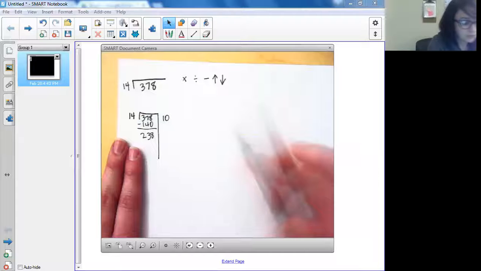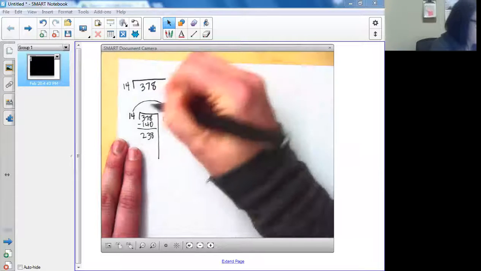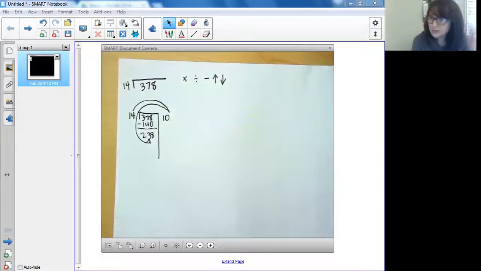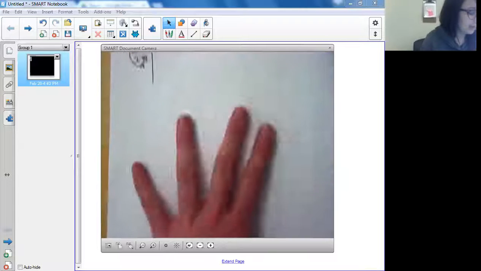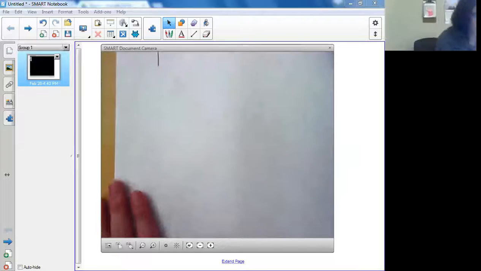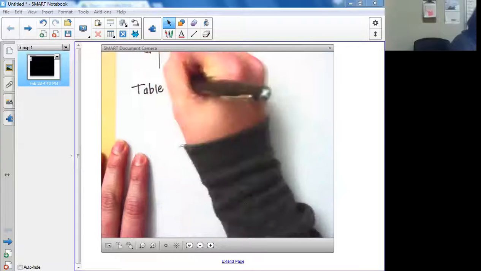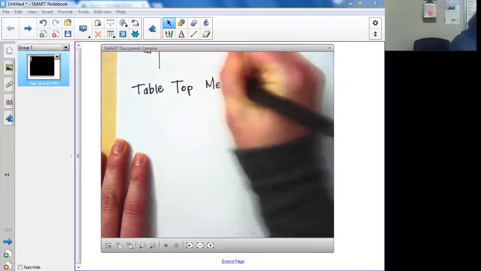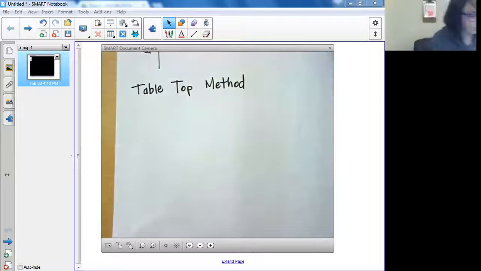But then, yet again, we're using multiple different operations, and we're bouncing from left to right and back again and underneath and back around. So kids were getting confused. So then I came up with an idea that I call the tabletop method. The only reason I call it the tabletop method is because my students came up with the name. They thought that what it looked like was a table.